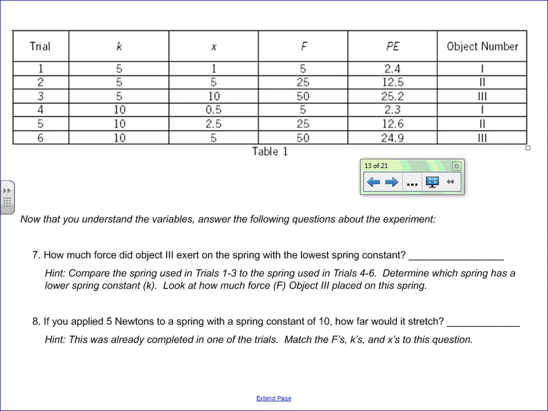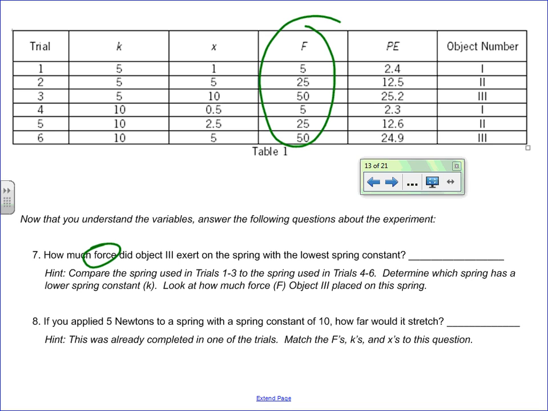Question number 7. How much force did object 3 exert on the spring with the lowest spring constant? Now, this is a pretty wordy question for a pretty simple case. In this case, we always try to figure out what we are looking for. What variable are we actually looking to answer here? Nice. And this always helps me whenever I do this kind of passage: I always circle the thing I'm looking for, because in the end, that's the one I always want to make sure that I'm answering. A lot of these questions, it's easy to put the wrong variable. So we're looking for a force. So we have all of these options right here to choose from.